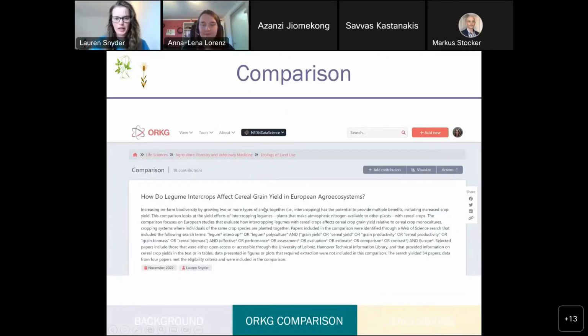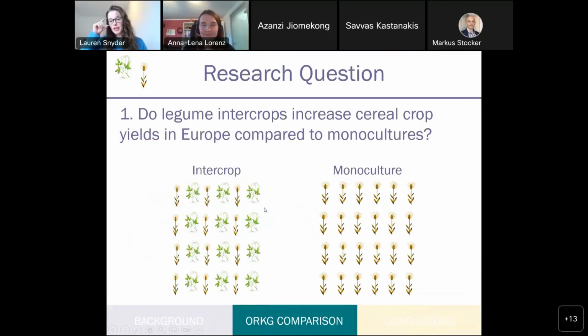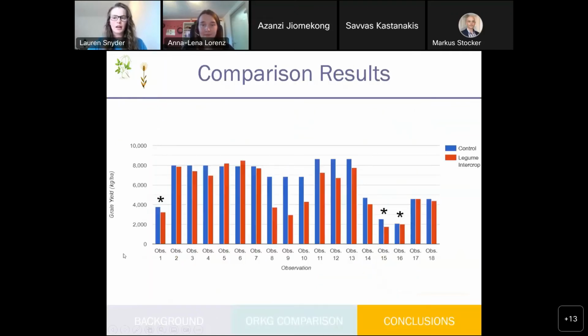So before showing the visualization, I just briefly remind you of the research question we're looking at, and that is whether or not legume intercrops provide a benefit in terms of cereal crop yields. And so to look at the visualization that addresses this question, here on the y-axis, I have grain yield reported as kilograms per hectare. And along the x-axis, we have the 18 different study observations or contributions that I showed you in the comparison just now.